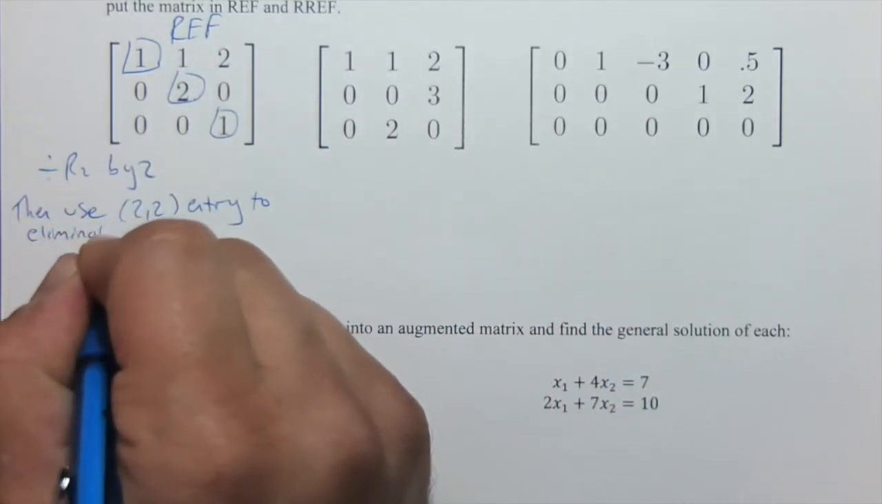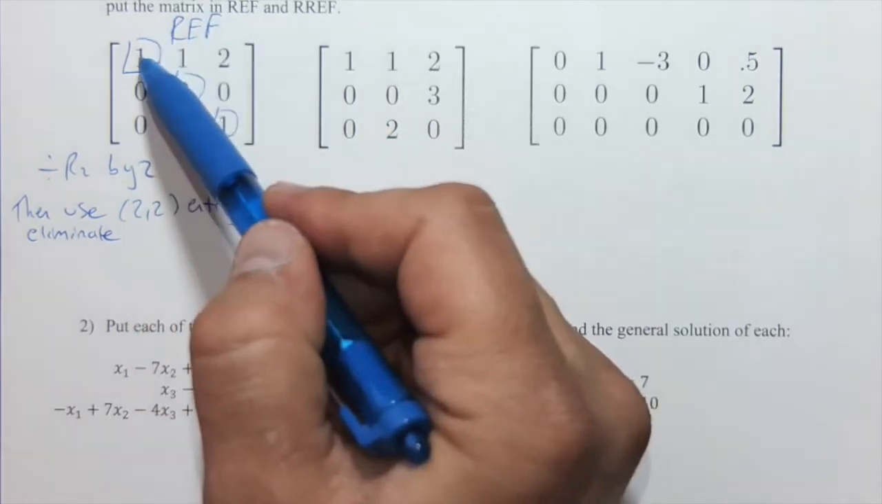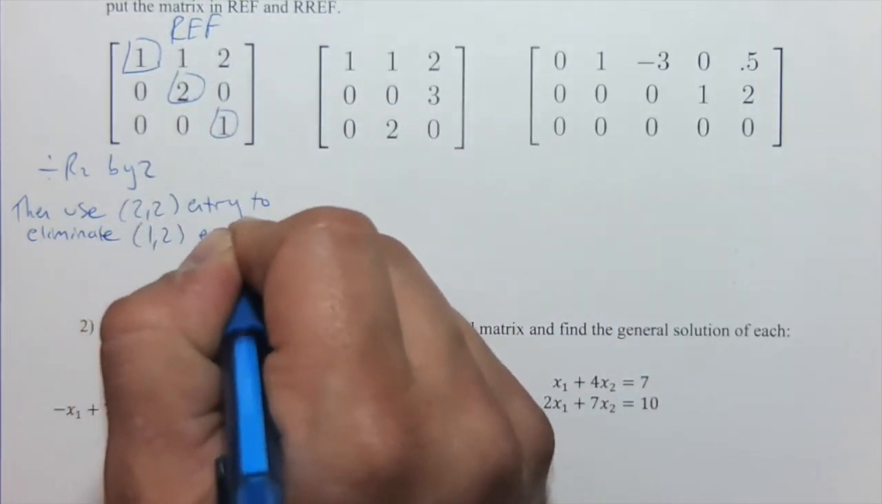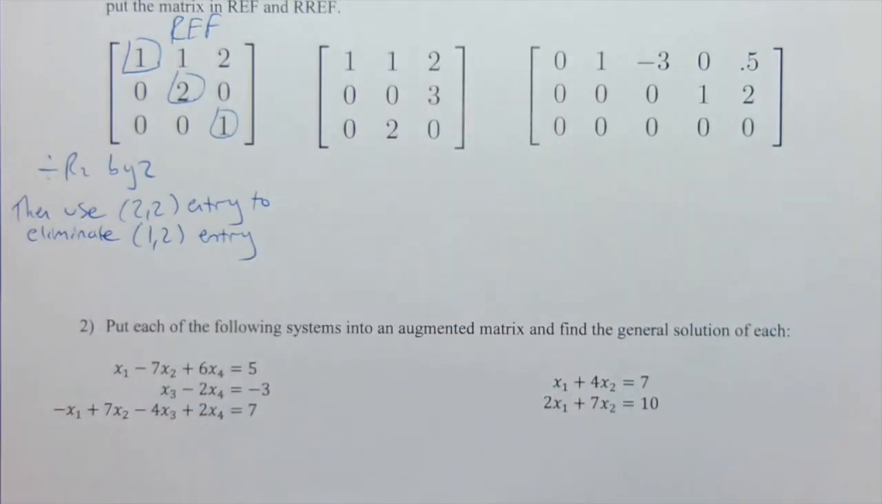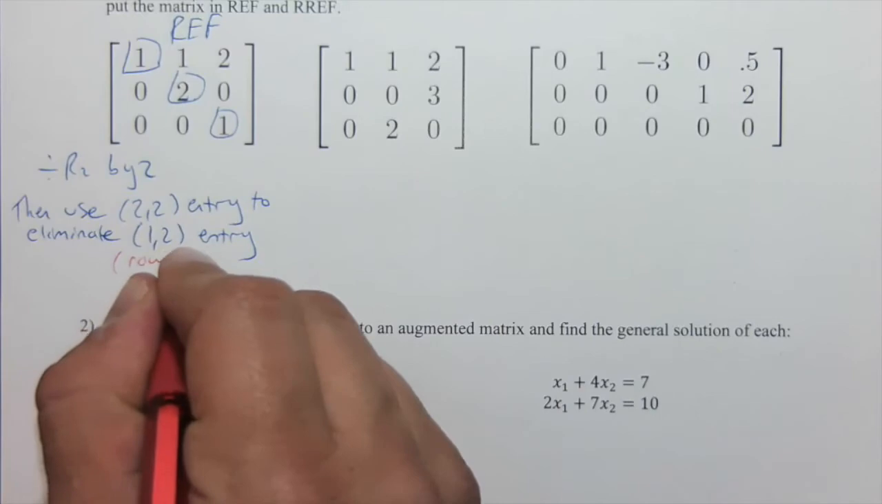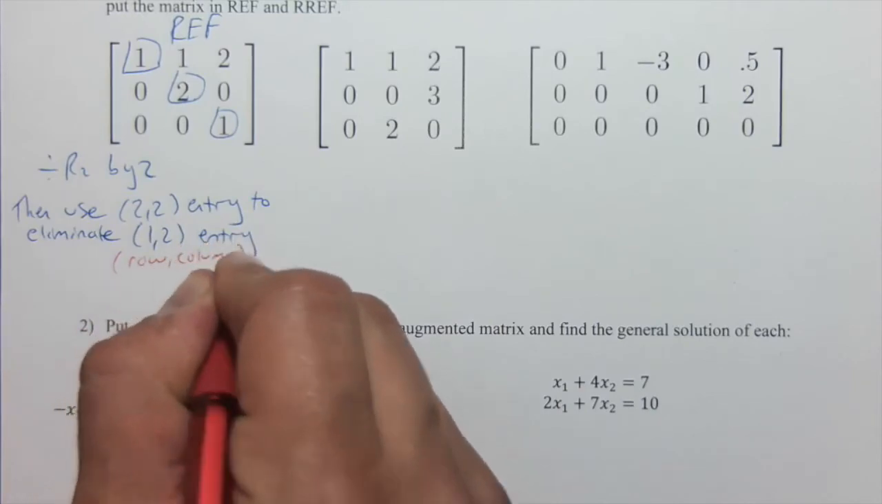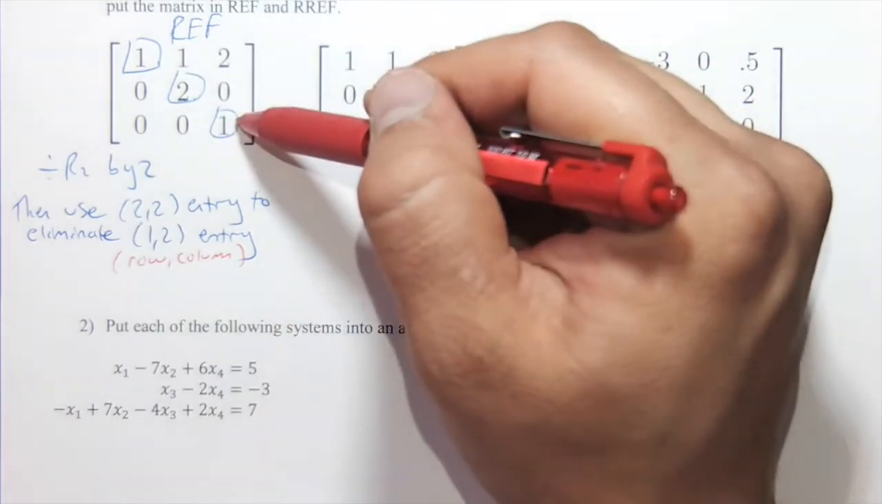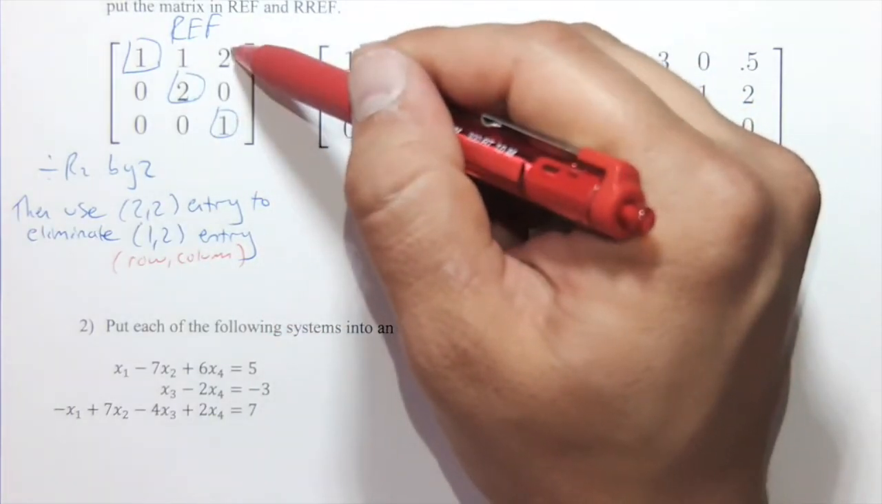And the one above it is the first row, second column. So that's the 1, comma 2 entry. Just to be clear, I know we're still kind of early in the course, that's in the form row, comma column. And so that would take care of that middle column. And then we would use this last entry to eliminate the 2.